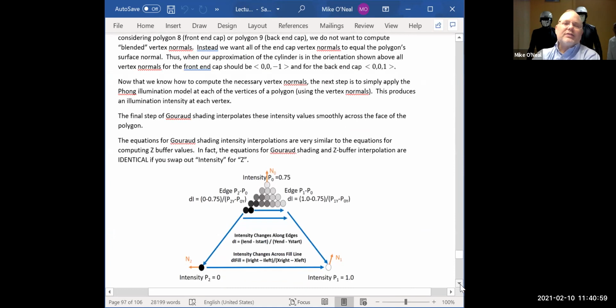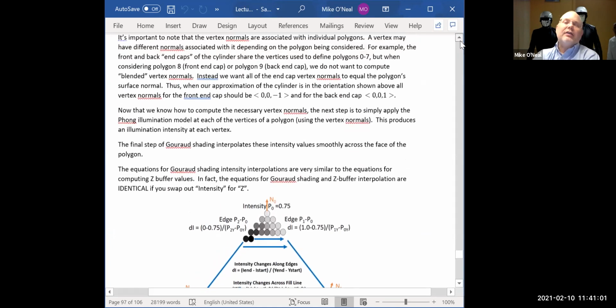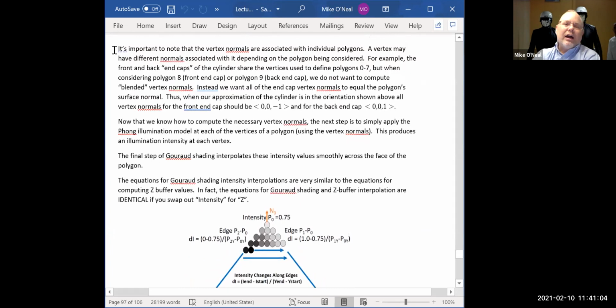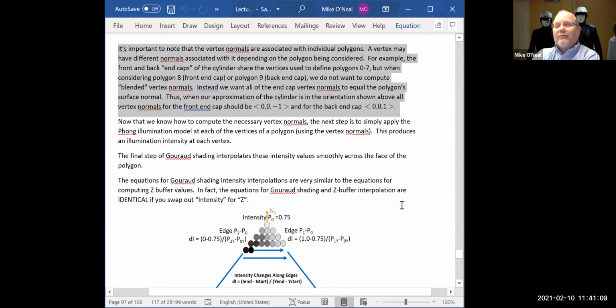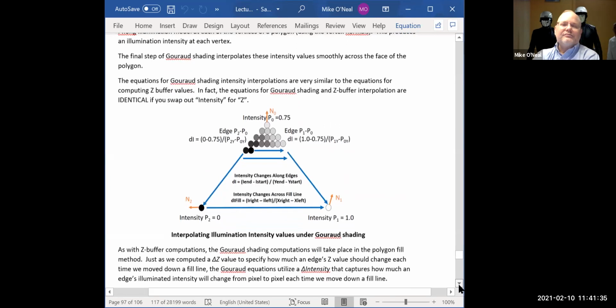So what does it look like? And here, this paragraph, again, I'm not reading every word that I've written. You need to go back and read every word that I've written here, because there's a lot of important things that I just don't have time to go over every one of them. But this is where I'm talking about the end caps and the fact that their surface normals are different, and I'm also talking about how I computed the vertex normals for polygons 0 through 7. So what does this thing look like?